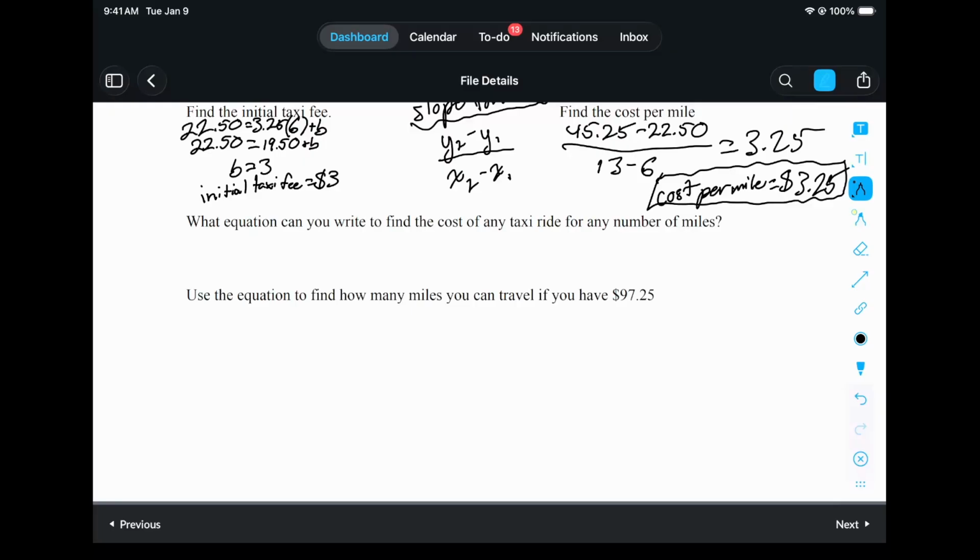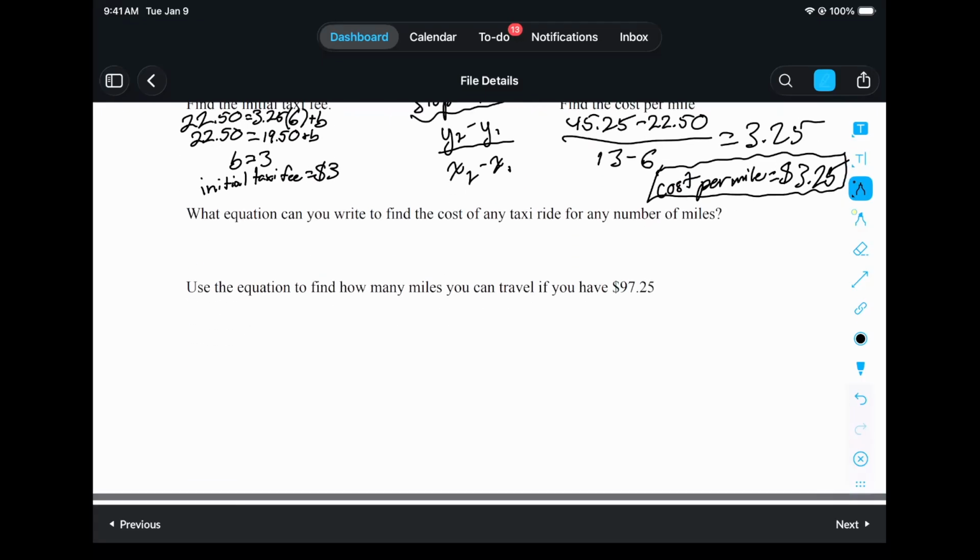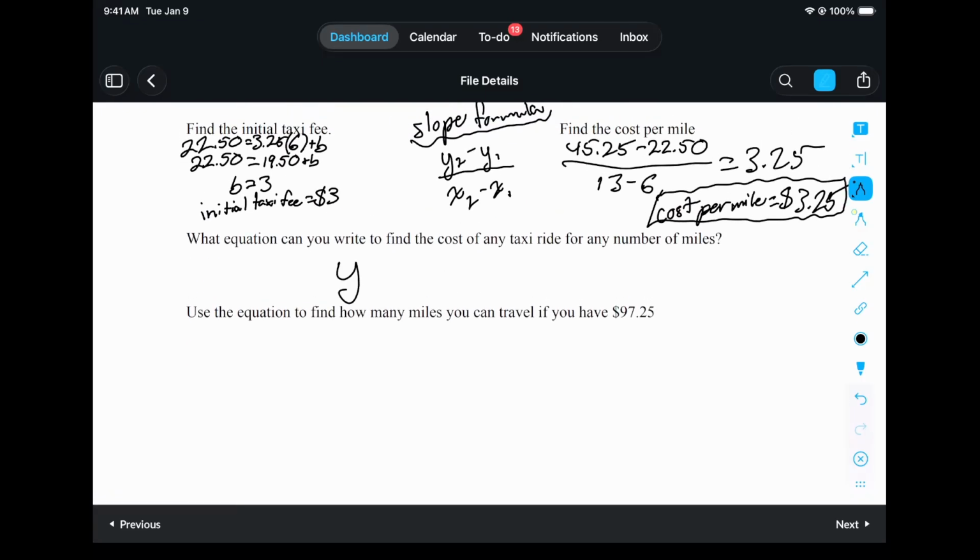Okay, so I kind of already did that in my little story there. But what equation can you write to find the cost of any taxi ride for any number of miles? We could use y and x and whatnot. I think I just used y and x in my homework, so we're just going to do that. Well, we kind of did that with the initial taxi fee as well. We're going to have y equals our slope, 3.25x, plus 3.